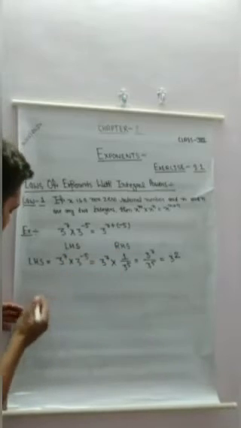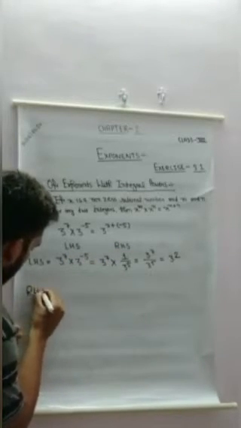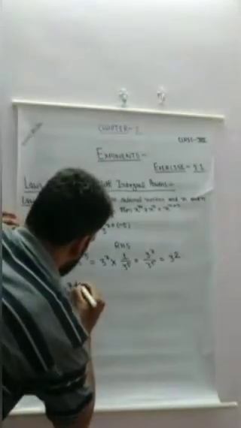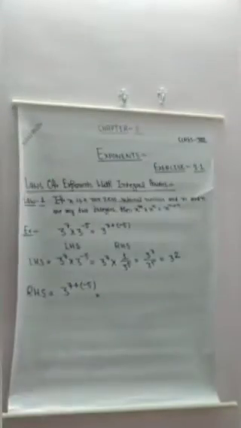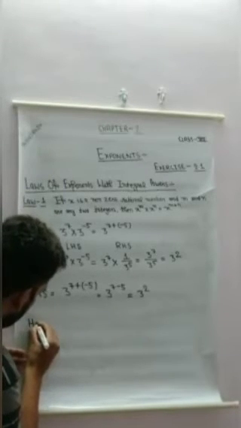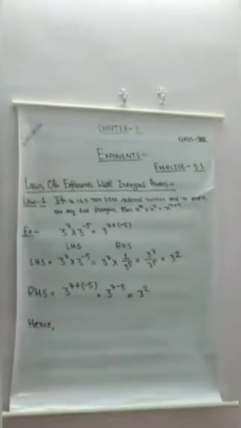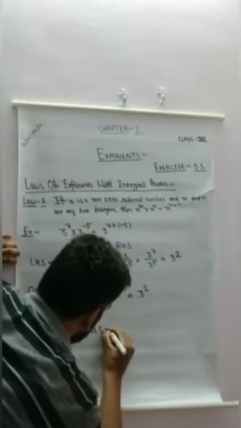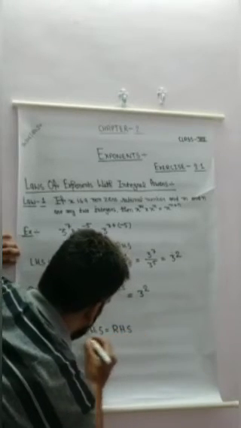Now we solve our RHS. RHS is equal to 3 raised to power 7 plus minus 5, 3 raised to power 7 minus 5, we get 2. Hence, LHS is equal to RHS.